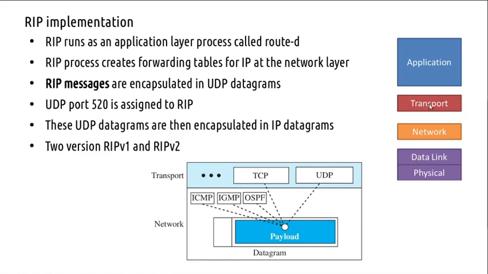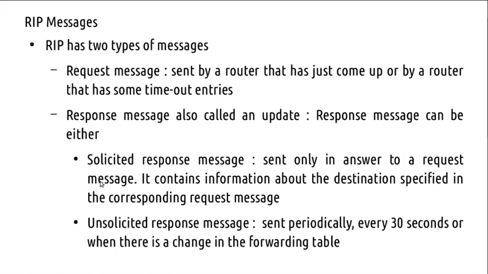UDP is a transport layer protocol. So RIP is running in the application layer as a process. It sends its payload to the transport layer. The transport layer encapsulates it in a UDP datagram, and passes it on to the network layer, which encapsulates it in an IP datagram. So that is the approach. It uses port 520.